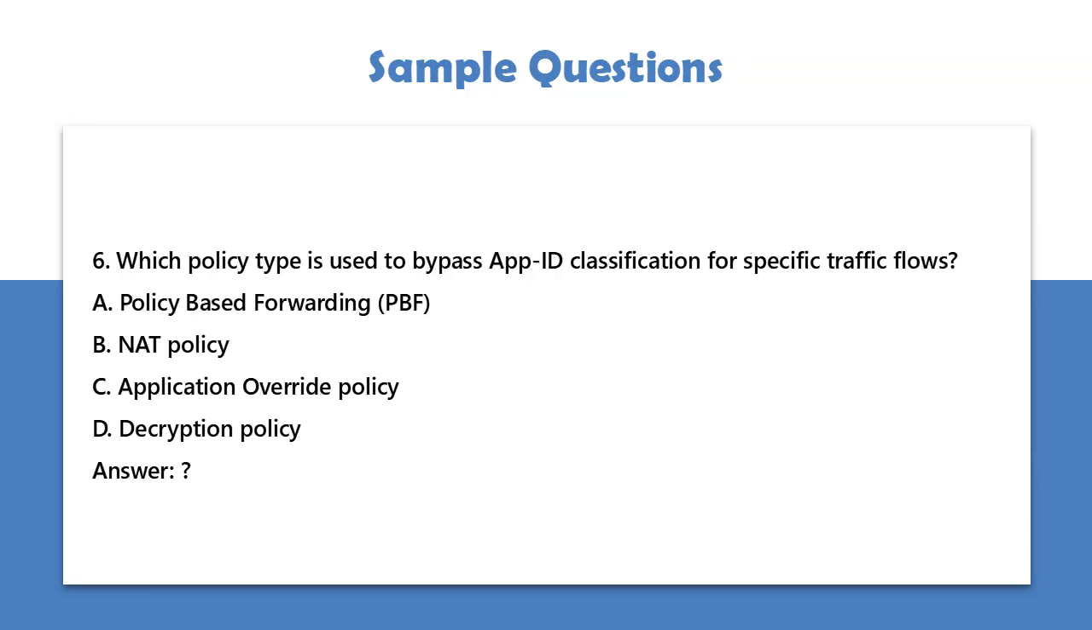6. Which policy type is used to bypass App-ID classification for specific traffic flows? A. Policy-based forwarding, PBF. B. NAT policy. C. Application override policy. D. Decryption policy.